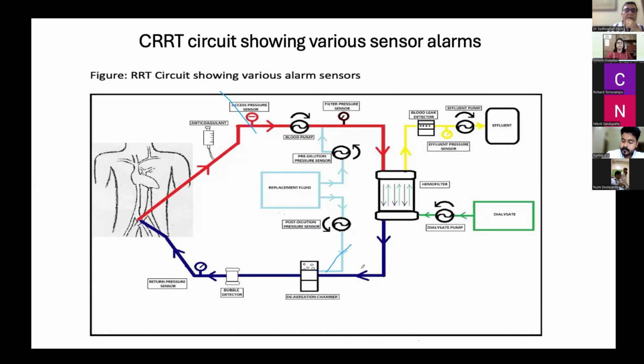Just see where the sensors are located. Those are very essential to know, and subsequently we'll see in the CRRT machine how it is being interpreted. So this is the access pressure sensor where we are drawing blood before the blood pump, then the filter pressure, then the pre and post dilution pressure sensors, and then the effluent pump pressure sensor. So these are the sensors which are there in the CRRT circuit.